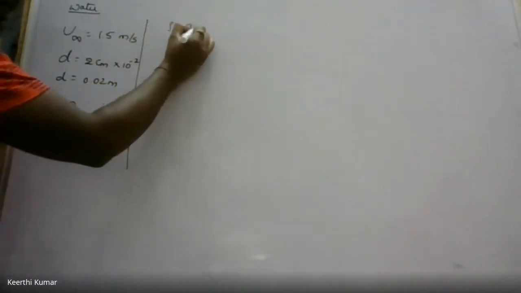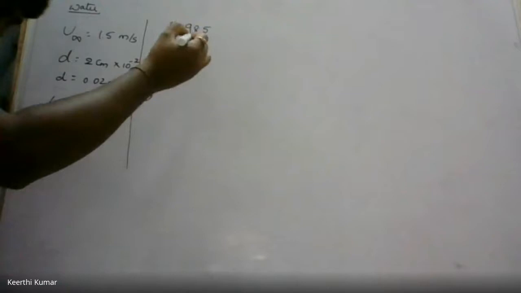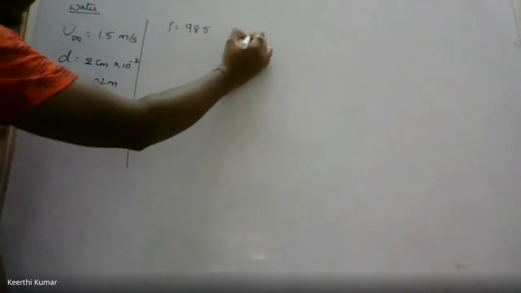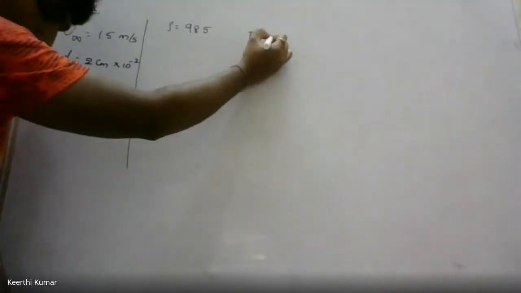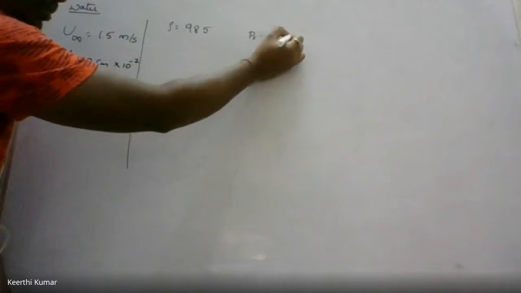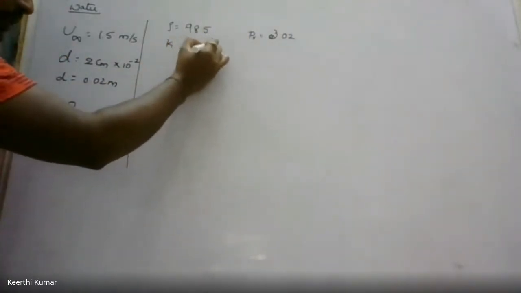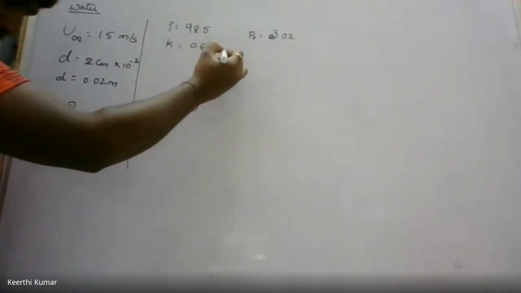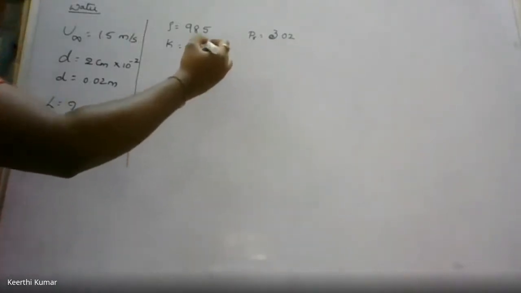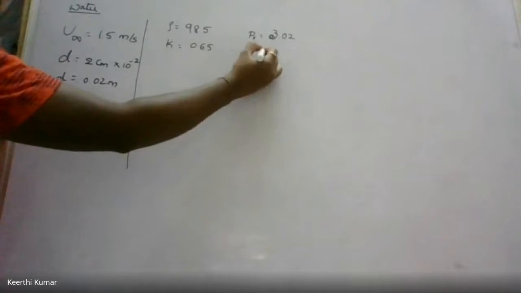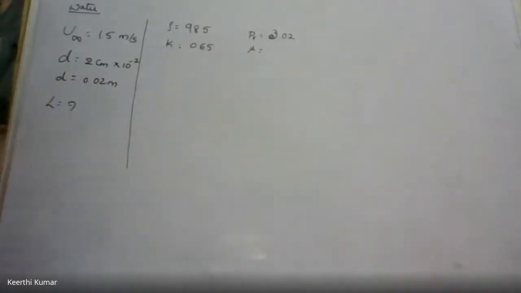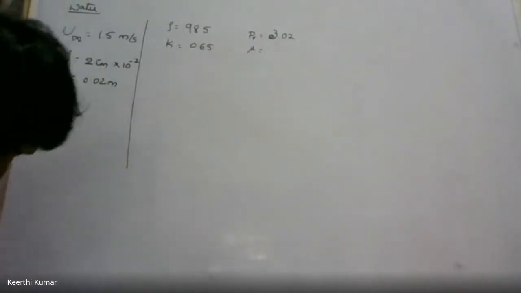Rho is equal to 985. Then Pr is equal to 3.02. K is equal to 0.65. Can you tell the value of mu? If it is there, you tell, or else we'll see. Mu value is there.